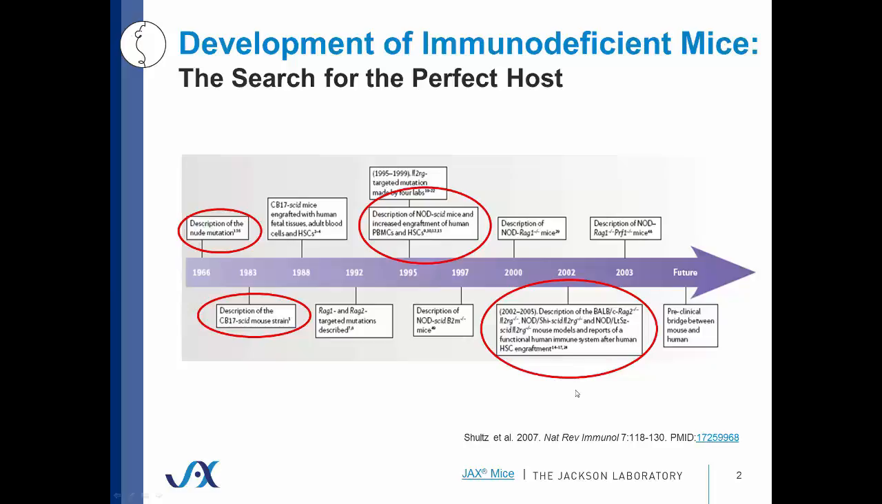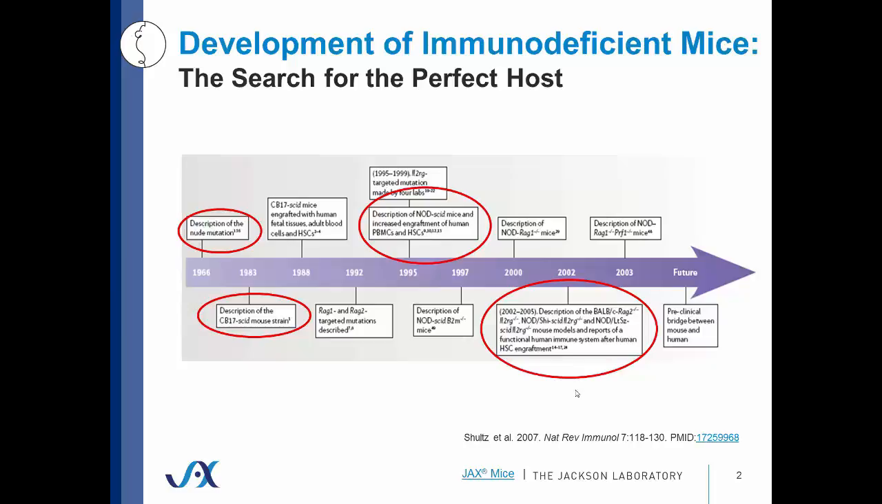Later on, there was a new mutation called IL-2 receptor gamma. That mutation led to multiple defective interleukin receptors. That mutation was then moved onto the NOD/SCID strain. This was done in about 2002, and this really opened the door for a wide range of transplantation studies. And we'll talk more about why that is in the slides that are coming up next.